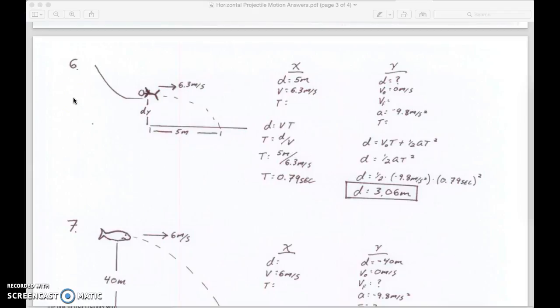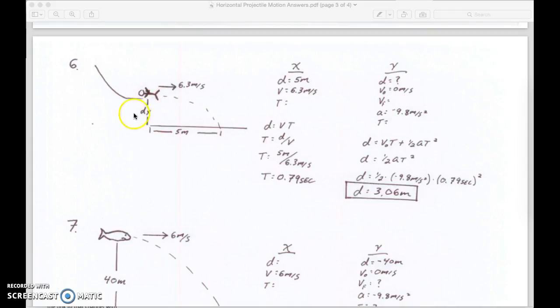Here's a look at problems 6, 7, and 8 on the horizontal review. A person slides off a sliding board into a pool as pictured below, or as I drew here. They leave the sliding board with a velocity of 6.3 meters per second. That's going to be horizontal. They land 5 meters away from the end of the slide. How high is the slide above the water?